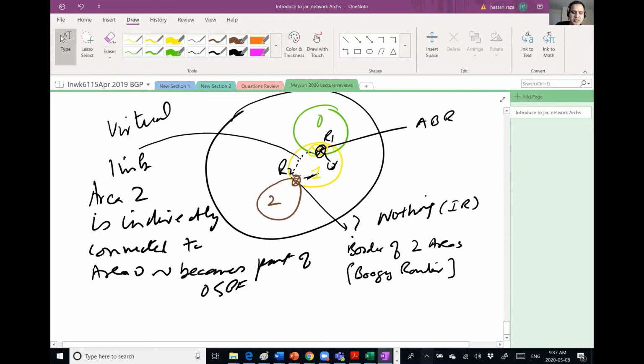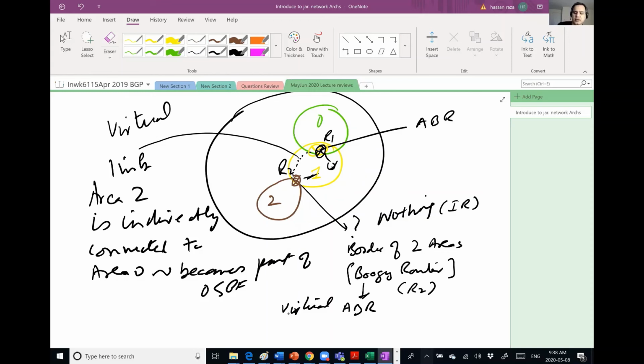So what essentially the virtual link has done, it has converted a boogie router into a sort of ABR. So this router R2 was not working as an ABR, but now virtually it has become sort of a virtual ABR. So if an area is not connected directly to the backbone area, then you have to make a virtual link.